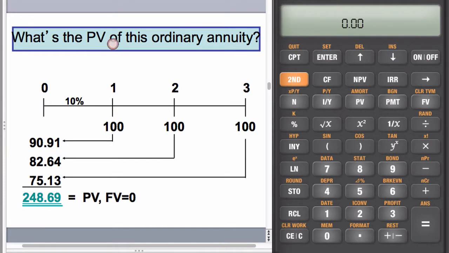Here's an illustration of the present value of an ordinary annuity. 100, 100, and 100. How do we get 90.9, 82, and 75? You divide by 1.1 to the power 1, 1.1 to the power 2, and 1.1 to the power 3. And you get 75.13. You add them up, and that's the present value of the ordinary annuity.